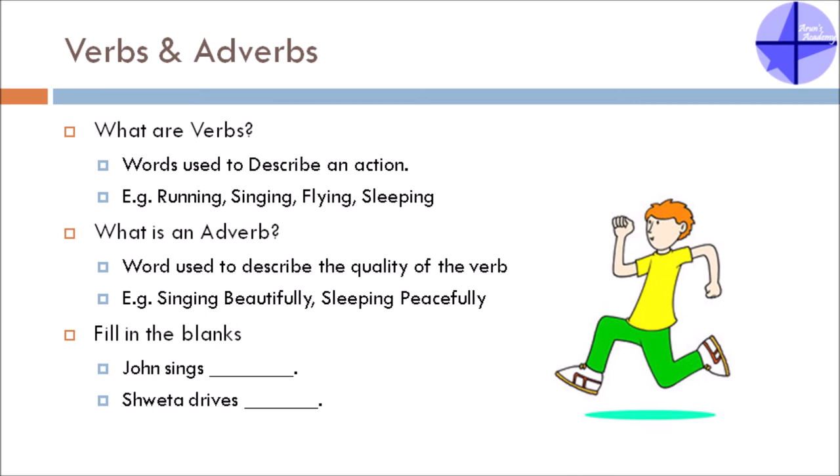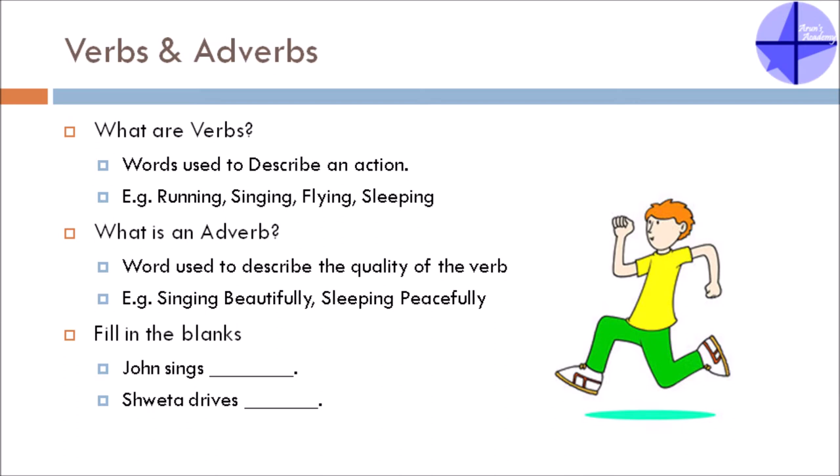For example, running, singing, flying, sleeping, meditating. Sometimes not all actions need to be seen with our eyes. For example, breathing is also an action. Okay? So running, singing, flying, sleeping, breathing, humming, playing, all these are action words. And so they are called verbs. And what is an adverb?